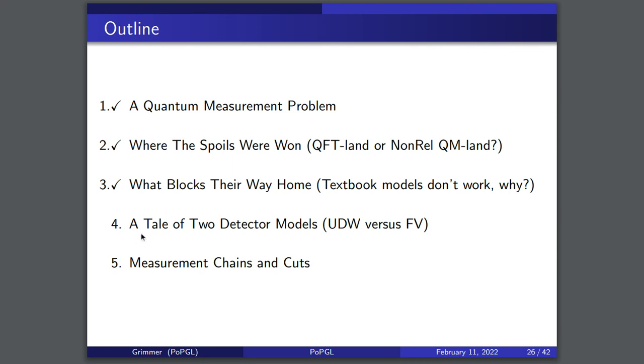So this leads us on to the next section where I'll talk about a tale of two detector models, about the Unruh-DeWitt detector and the Fewster-Verch detector, or the Fewster-Verch framework, I should say.